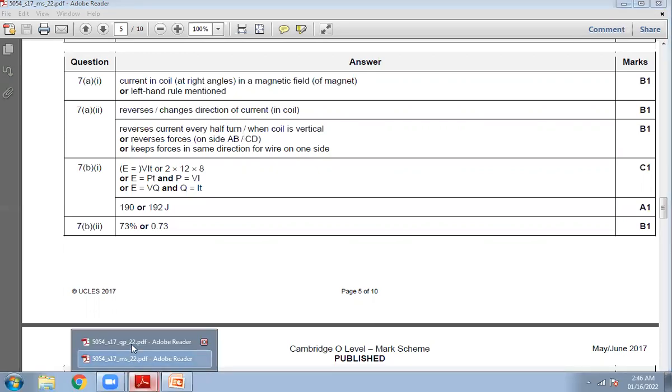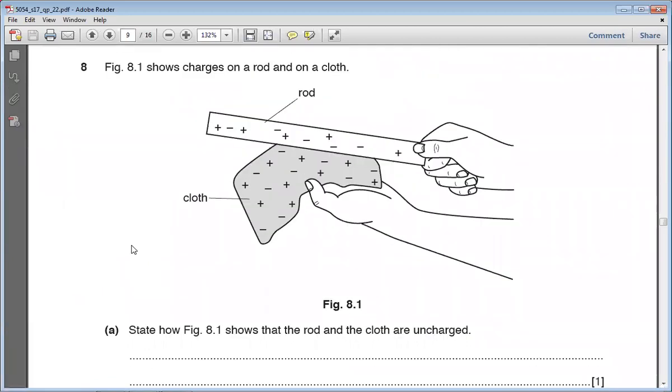The next part coming up on your screen is question number 8. He says figure 8.1 shows charges on a rod and on a cloth. State how figure 8.1 shows that the rod and the cloth are uncharged. If you look here carefully and count the negatives, 1, 2, 3, 4, 5, there are 5 negatives, and 1, 2, 3, 4, 5, 5 positives. So on the rod, the negative charge and the positive charge are equal in amount to each other. So the rod is neutral.